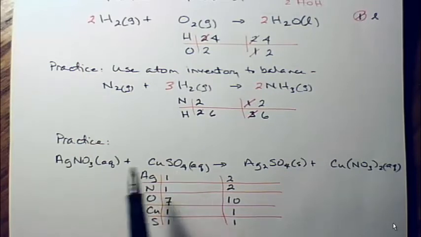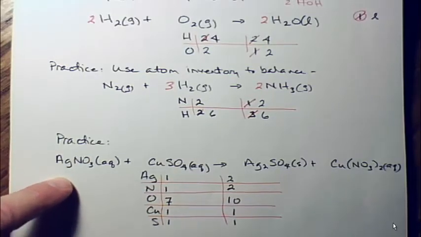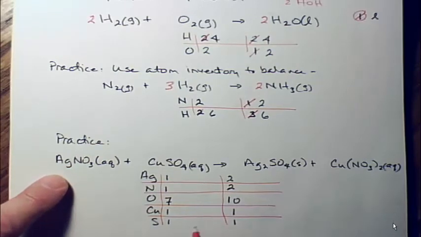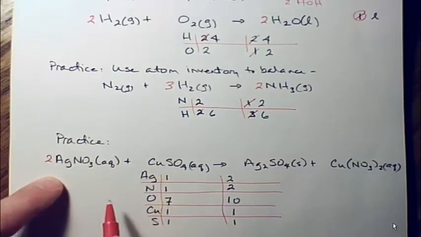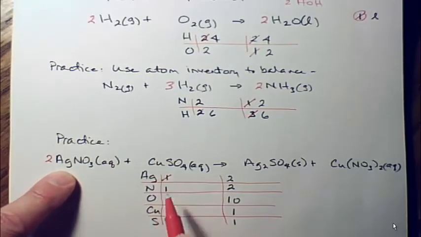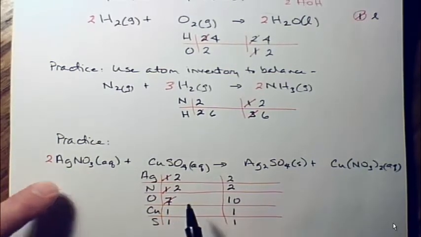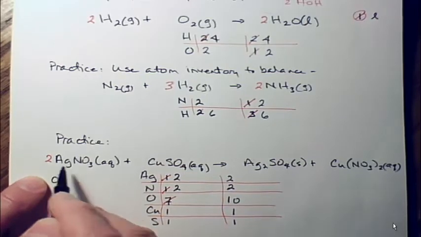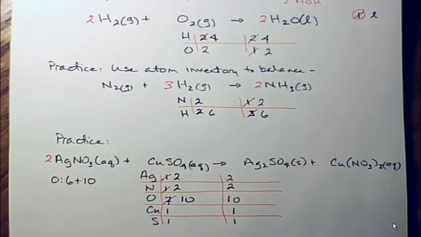So you have to be careful. You may have oxygens in more than one place. Sometimes you can have other things in more than one place. Make sure you count them all. All right, so we can first see that silver is not balanced. I'm going to put a coefficient of 2 in front of the species that contains the silver. And I'm going to mark out the silver, the nitrogen, and the oxygen, because that reminds me I've got to balance all three of those. Now I can see that I have 2 silvers, 2 nitrogens, and the number of oxygens is 2 times 3, or 6, plus 4.